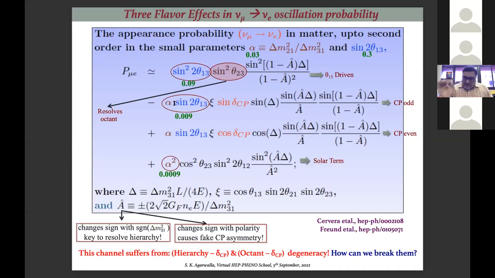Fake asymmetry comes due to matter. Remember, your matter is not CP symmetric, because you have only electrons in the matter. There is no positron. There is no antimatter. And the genuine CP asymmetry happens due to the genuine Dirac CP phase that is sitting in your model with theta 1.